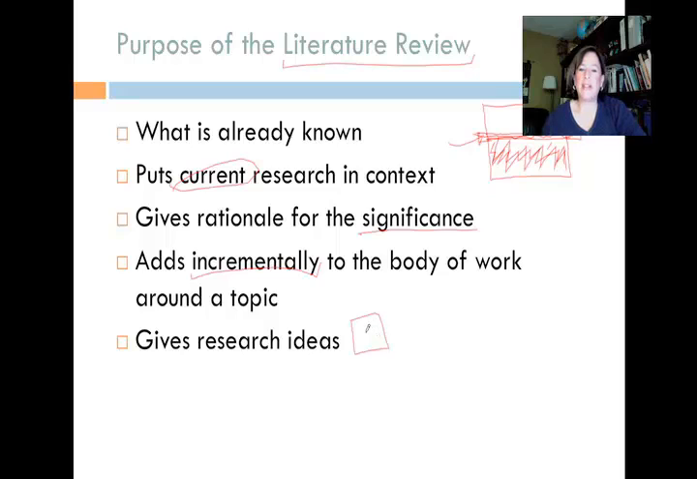One of the best things about reviewing literature is the bibliographies in those journal articles, because the bibliographies lead you to other research on the topic that you're interested in. We'll talk a little bit more about that when we get to search strategies.